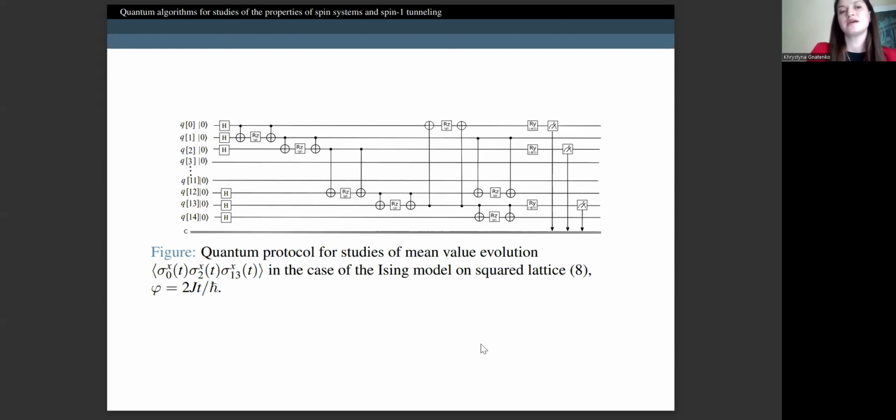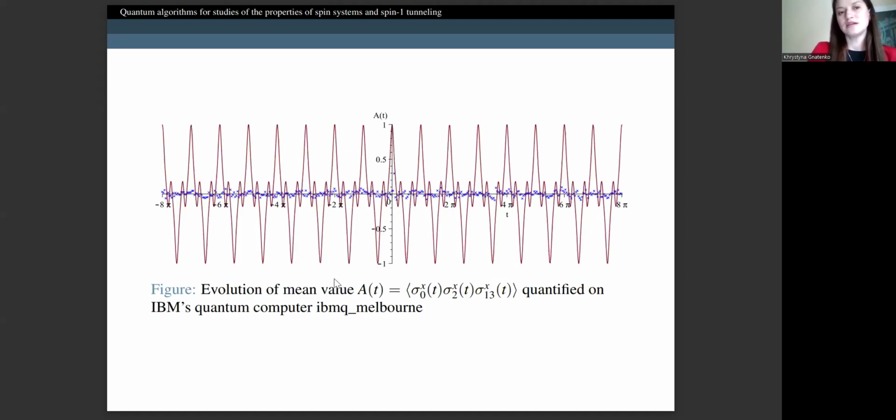spectrum of the system. Here on this slide, you can see the quantum protocol for studies of these mean values. So we prepared this quantum state, and then we use rotation in order to calculate the mean value of the sigma x operators. And then on the basis of the measurement, we obtain this mean value. So we detect this mean value at different moments of time, and so we study the evolution of this mean value. What we obtained is presented here.